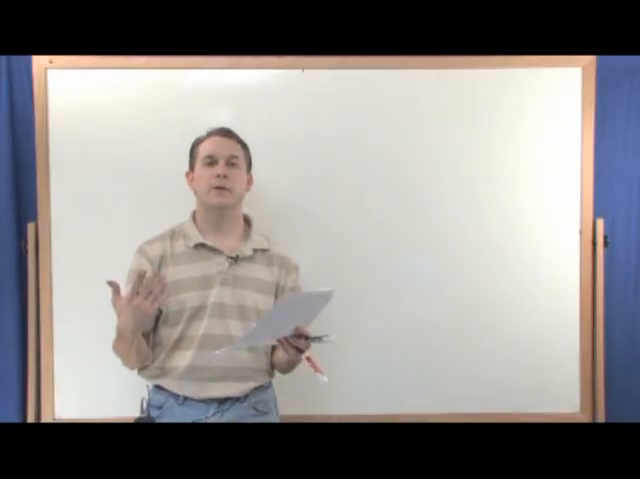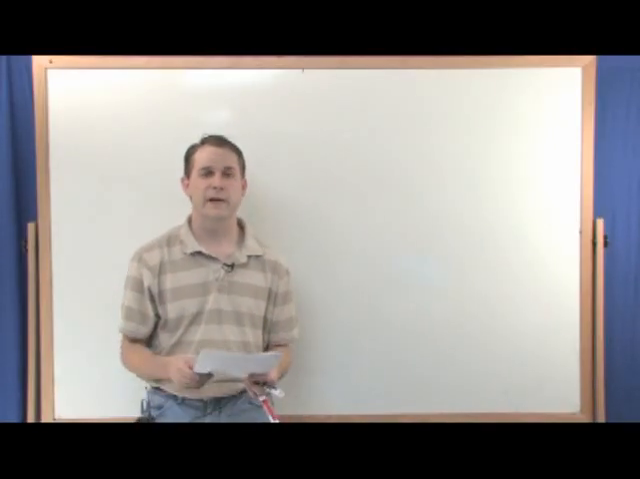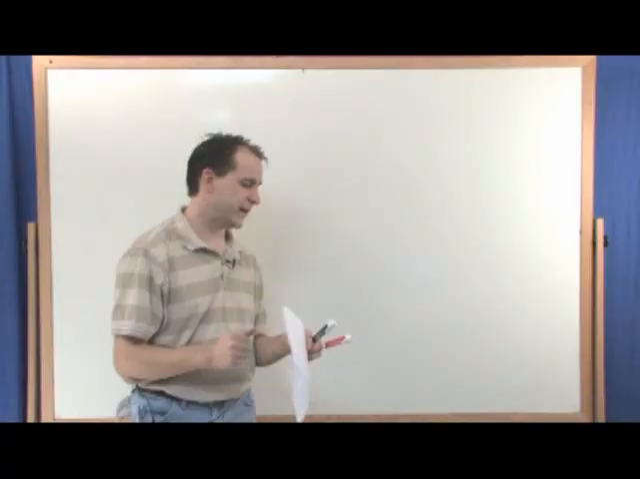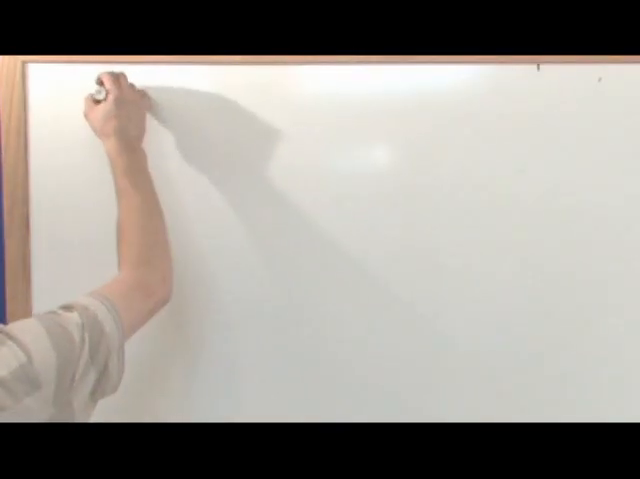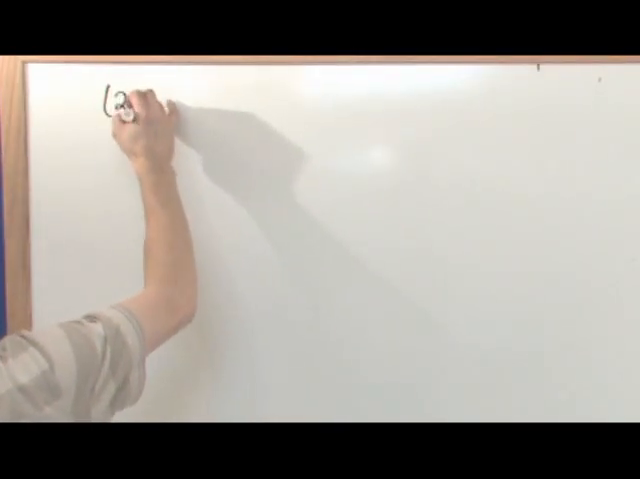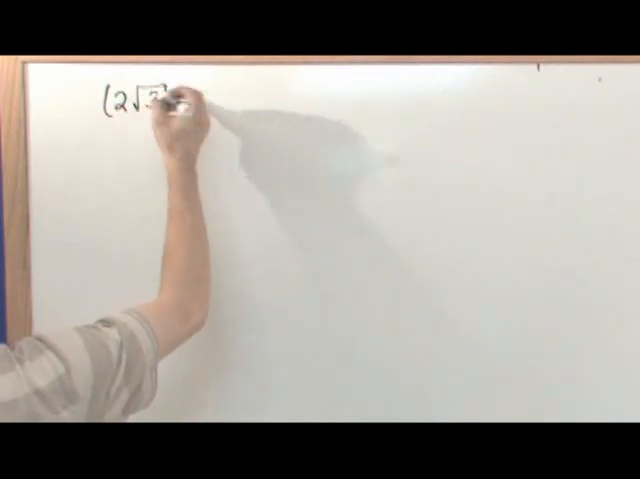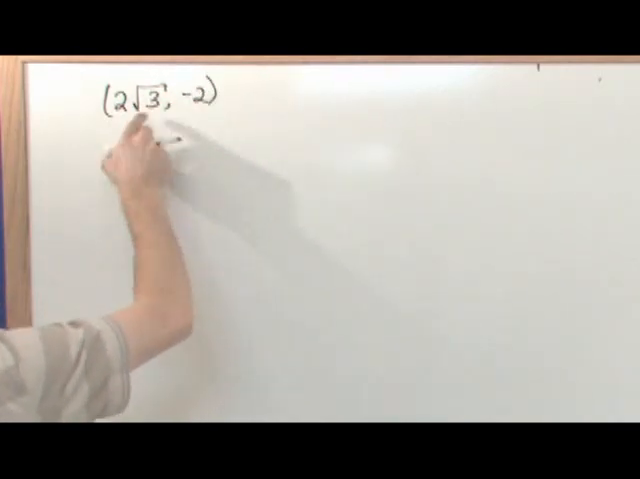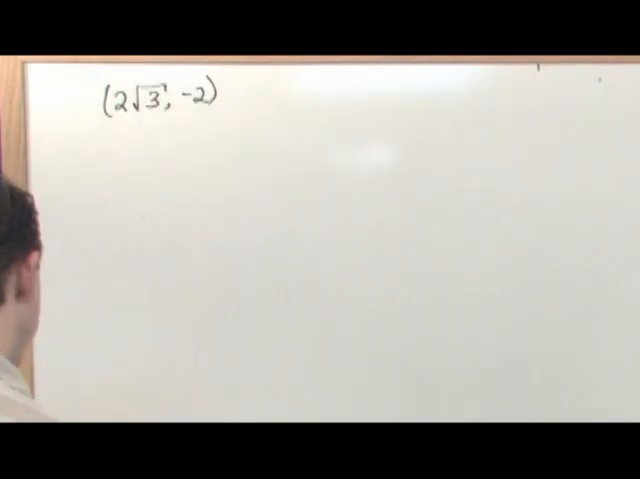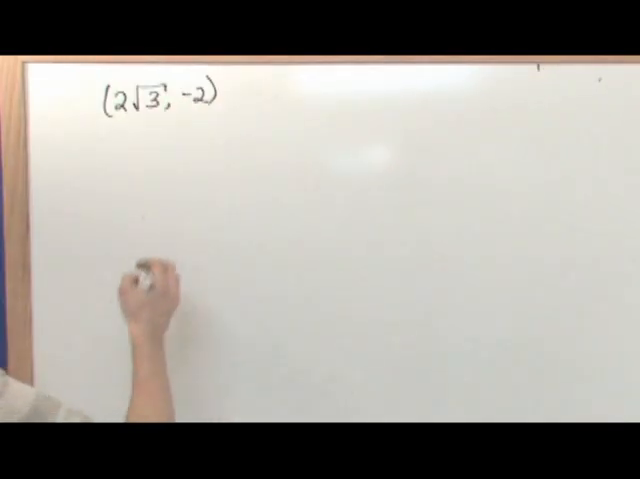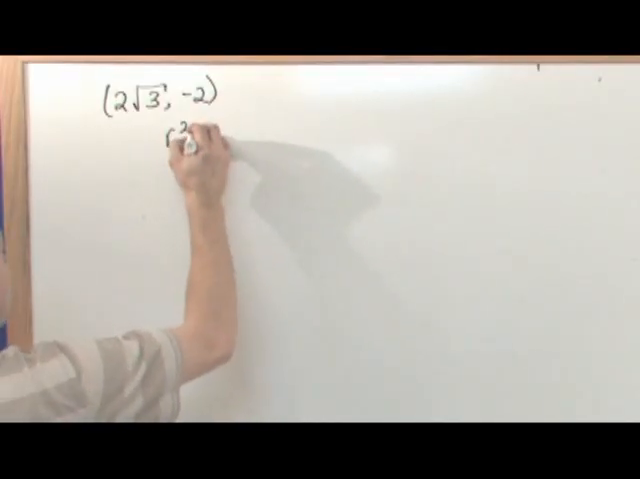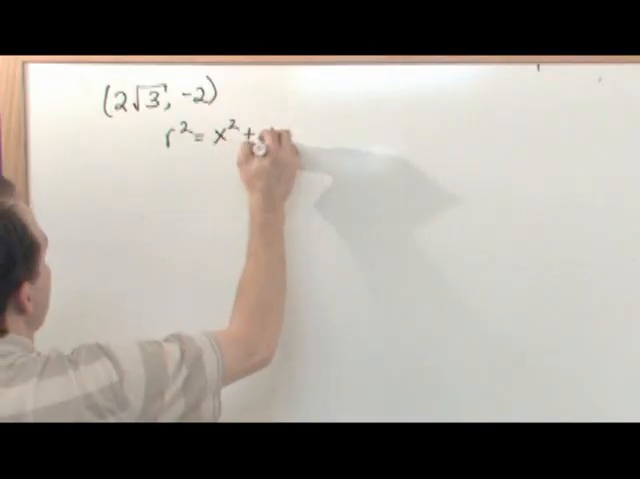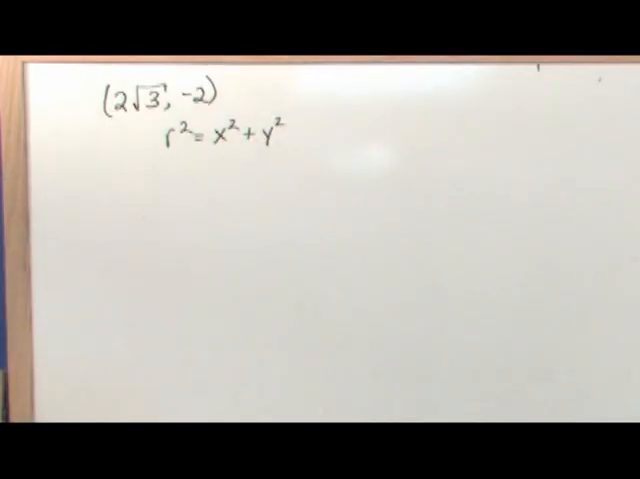I'm going to give you the rectangular version, the Cartesian version, and I'm going to ask you to give me the polar representation. So that's what we're going to do next. So if I had given you a rectangular point at 2 times the square root of 3, comma, negative 2. This is just an x value and a y value. That's all that is, okay? Now, the way you do that, remember, to find the r, which is the distance from the origin, r squared is equal to x squared plus y squared, okay?